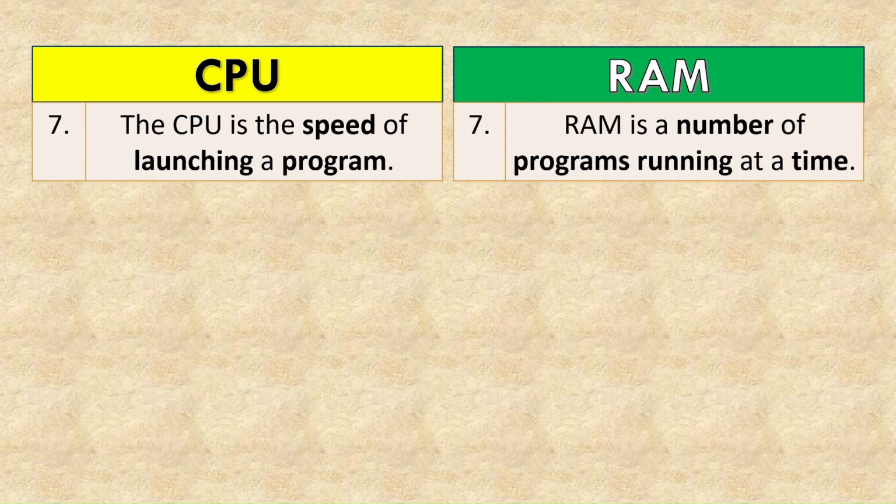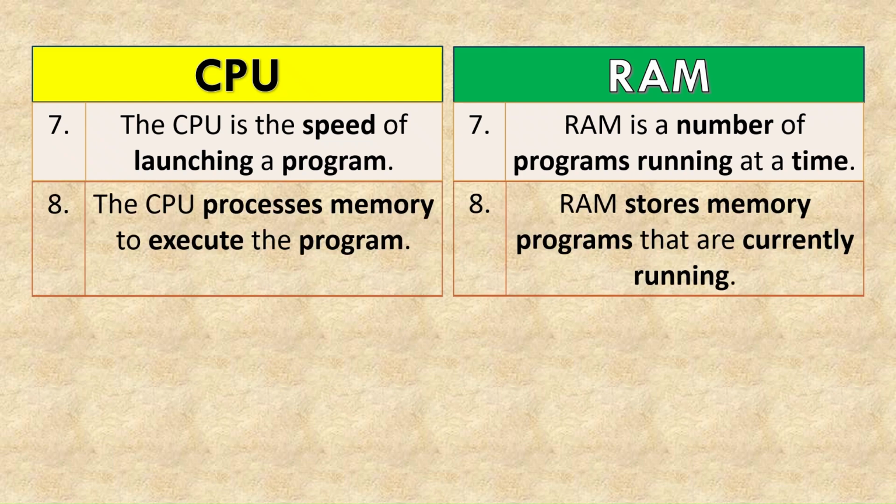The CPU is the speed of launching a program. RAM is the number of programs running at a time. The CPU processes memory to execute the program. RAM stores memory programs that are currently running.